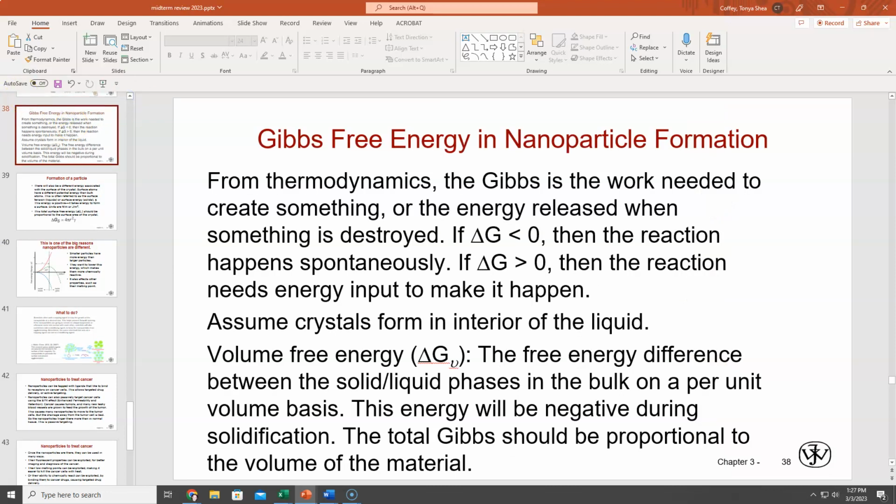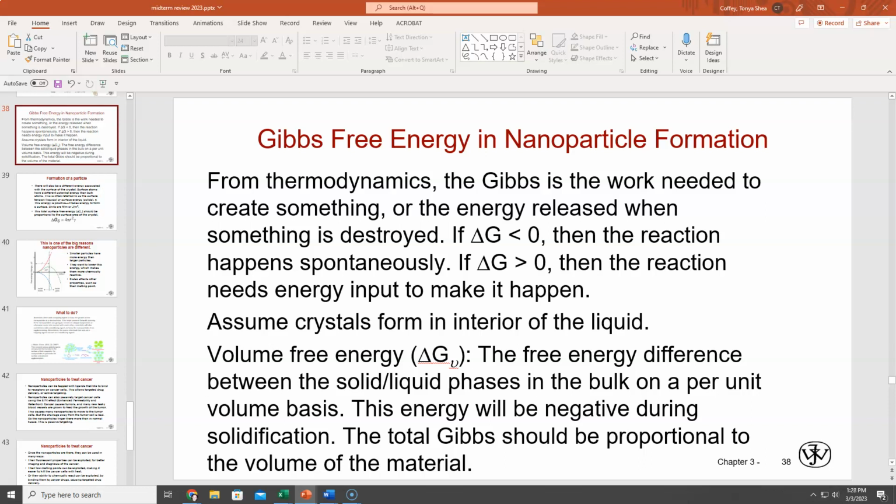Gibbs free energy. From thermodynamics, the Gibbs free energy is the work needed to create something, or the energy released when something is destroyed. If the Gibbs free energy is less than 0, then the reaction happens spontaneously. And if the Gibbs free energy is greater than 0, then the reaction needs an energy input to make it happen. If we do what we did in our labs and try to use wet chemistry techniques to form nanoparticles or crystals, then what we're assuming is that these things are spontaneously forming in the interior of a liquid.